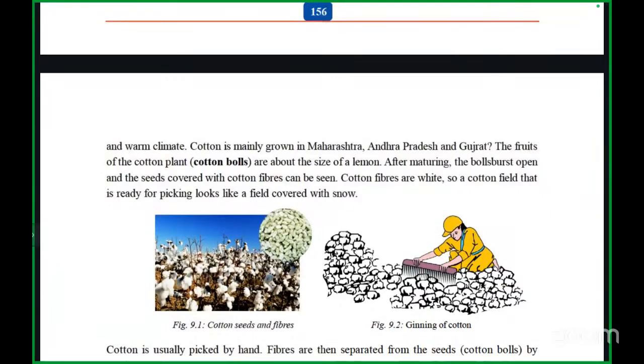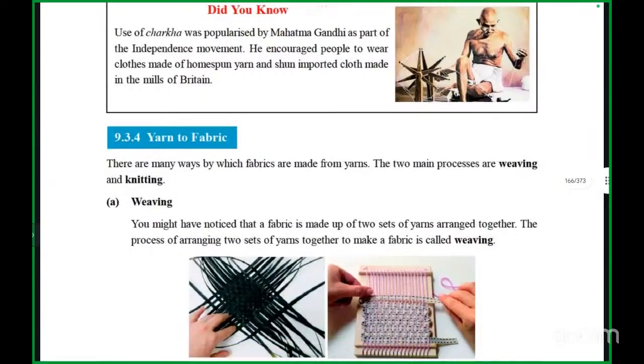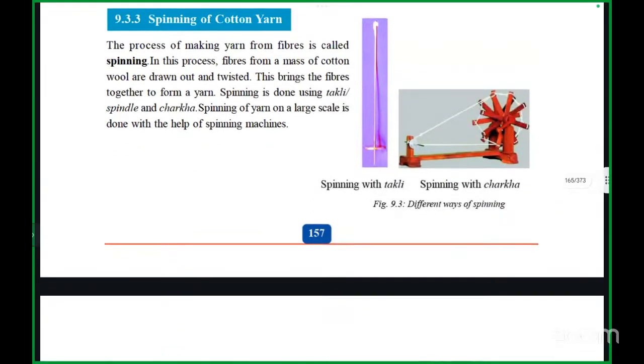Then you use a process called ginning. That is the combing of these balls, which separates the seeds which are mixed in it. Ginning is used with the help of machines or maybe by hand. After that you can write that it is cleaned and then spinning of cotton yarn takes place. In the spinning, the fibers are twisted together to form yarn.